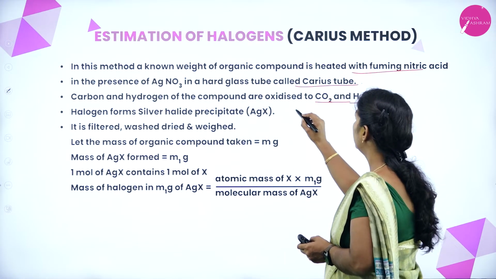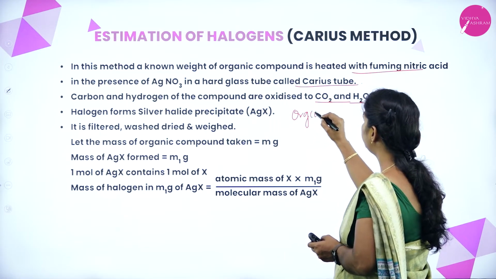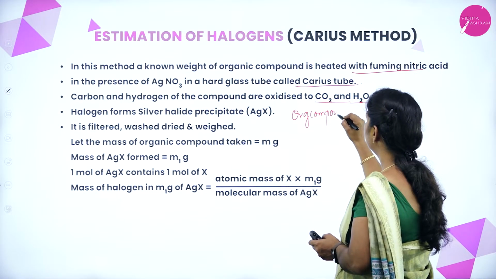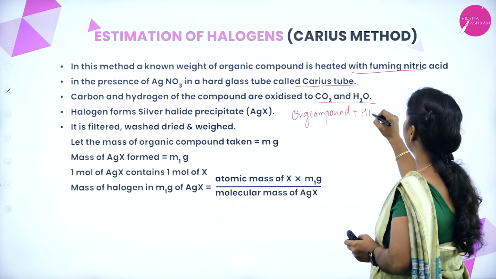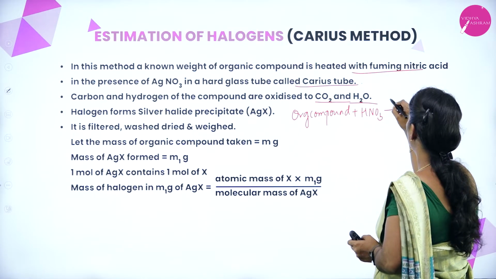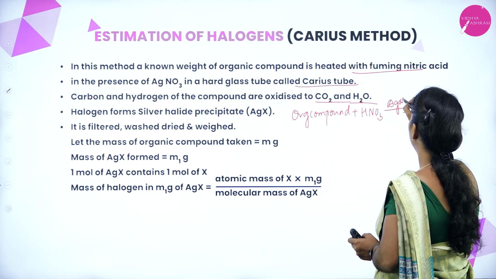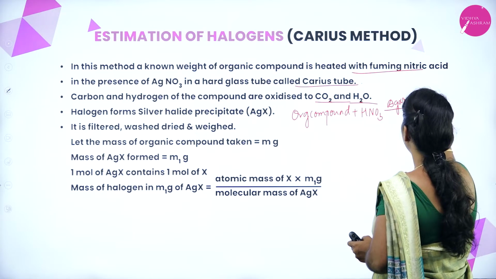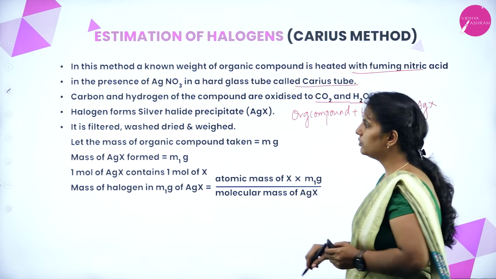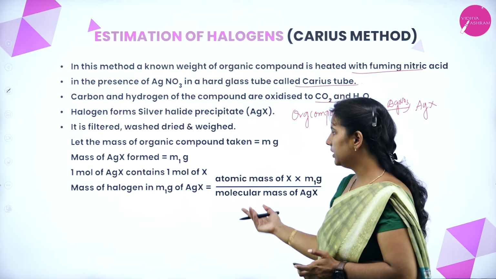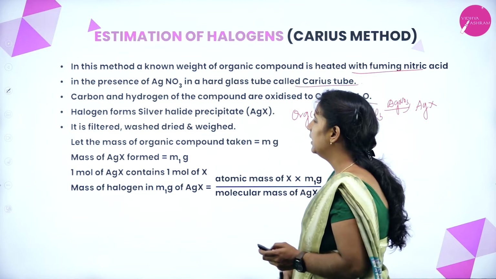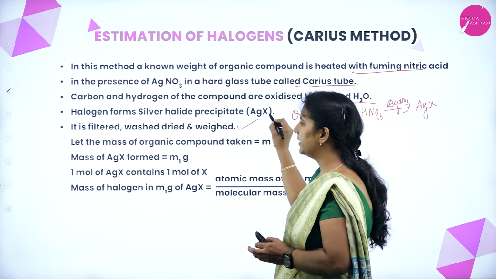Suppose you have an organic compound treated with fuming nitric acid, that is HNO3, in presence of silver nitrate. It forms what? Silver halide. And we will come to know what that silver halide is, whether it is chlorine, bromine or iodine, by the different precipitation. Later it will be filtered, washed, dried and weighed.